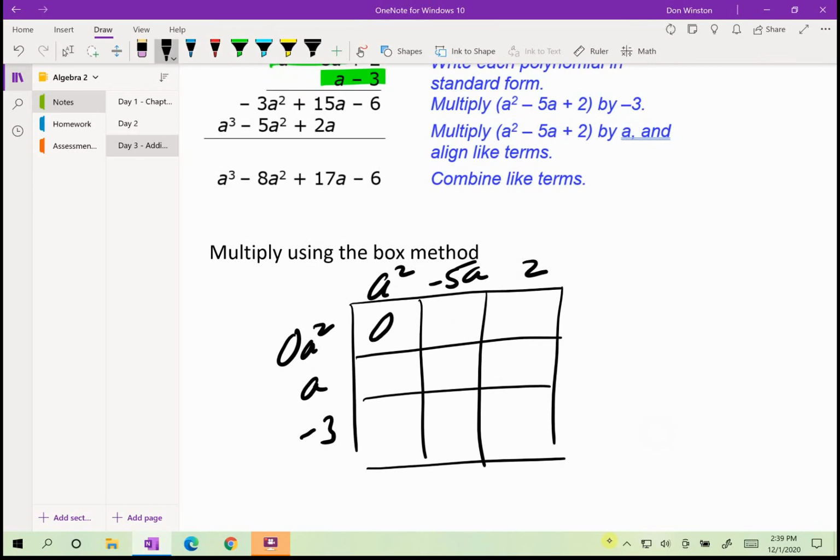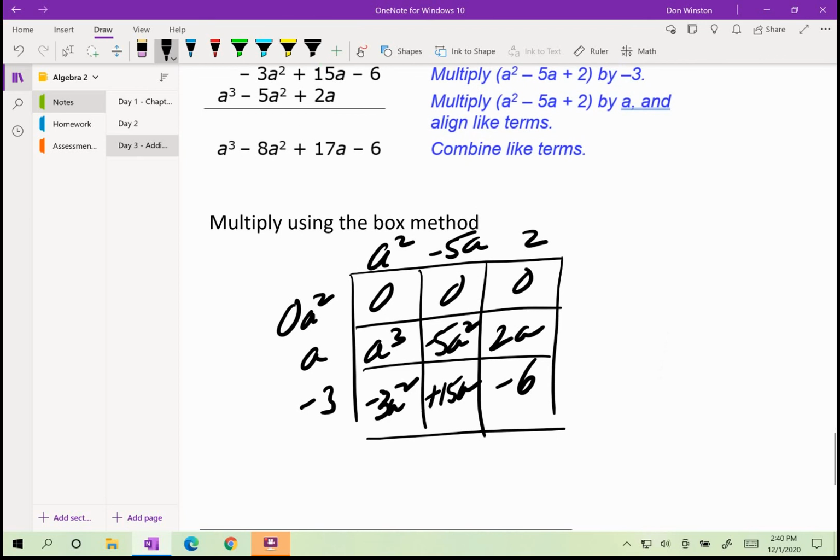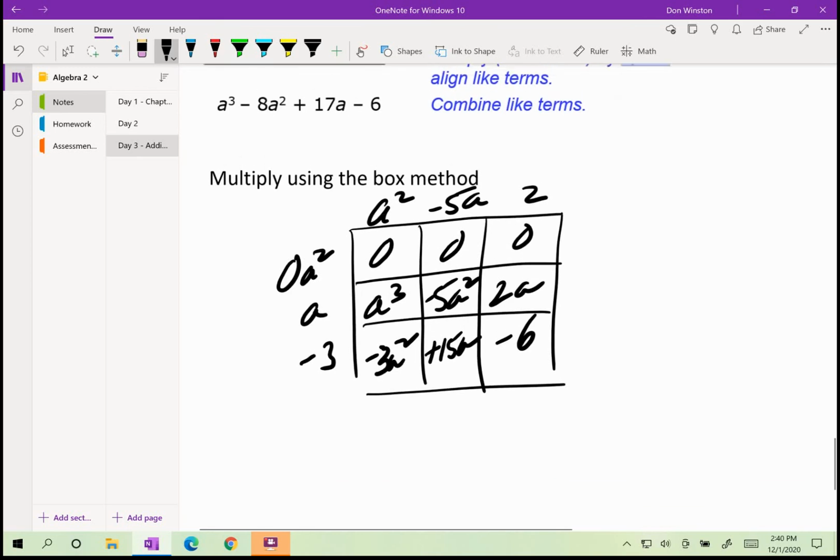And we just multiply. All of this will be 0. This would be a to the third. a times negative 5a is minus 5a squared. And this would be 2a. And this would be minus 3a squared. And then plus 15a. And then minus 6. Let me say a minus 3. So a cubed, minus 5a squared and 2a. And then we add on the diagonals.